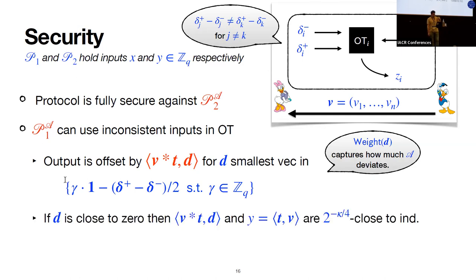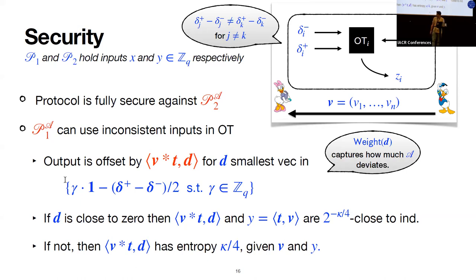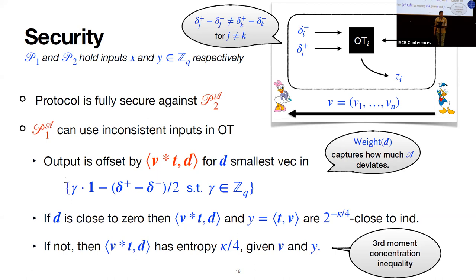Good. So we show that when D is close to zero, then the offset and the inputs are 2 to the minus kappa over 4 close to independent. And we leverage this fact to show that this execution can be simulated in the ideal world with 2 to the minus kappa over 4 statistical closeness. On the other hand, if D is far from 0, then we show that the offset has min-entropy kappa over 4, given both V and Y. The reason this is true is because there is a huge number of vectors T for any fixed V and Y. And to show this result, we use a third moment concentration inequality. The reason we go to the third moment is because we want to match the target security from the first case.